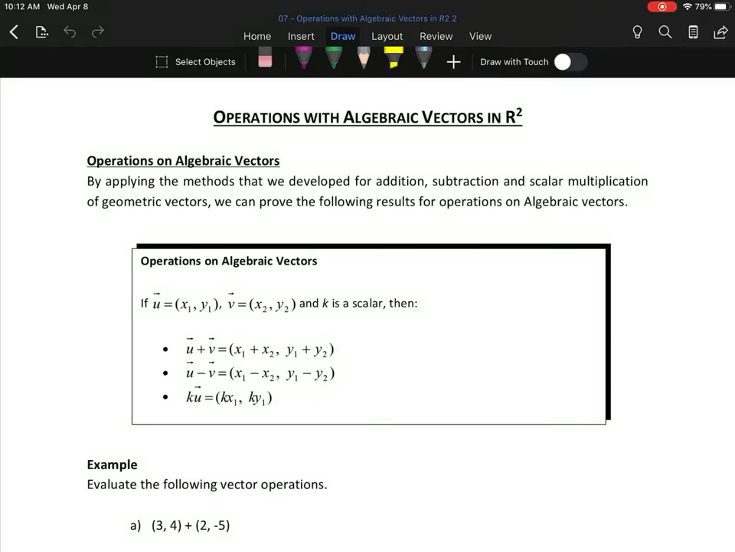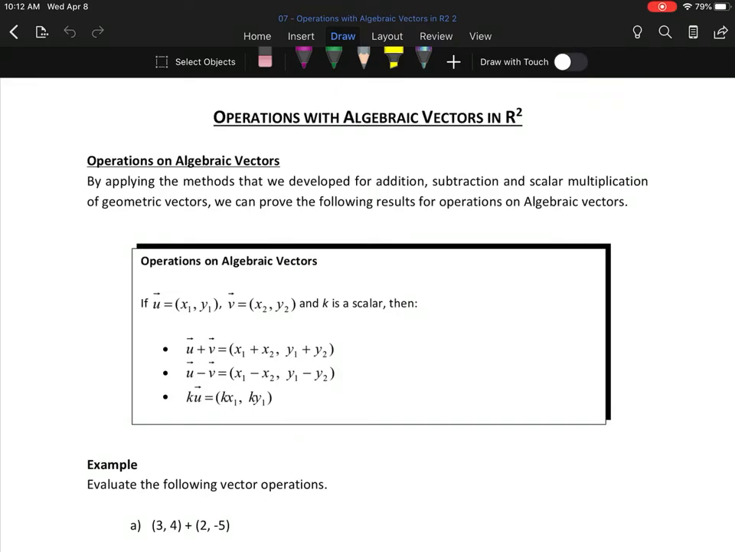Okay, today is operations with algebraic vectors in R2, and we're going to find out that many of the algebraic operations on vectors, once we have them as Cartesian vectors, are very straightforward. By applying the methods that we developed for addition, subtraction, and scalar multiplication of geometric vectors, you could prove the following. These are very easy to prove using geometric vectors: if you've got two vectors, u equals x1 comma y1, and v equals x2 comma y2, and k is a scalar.